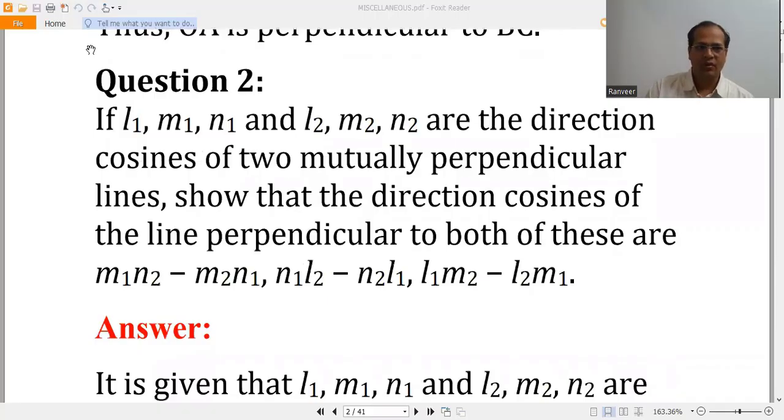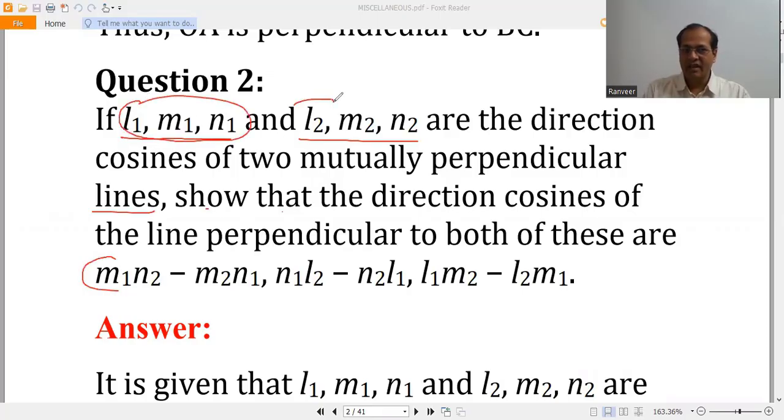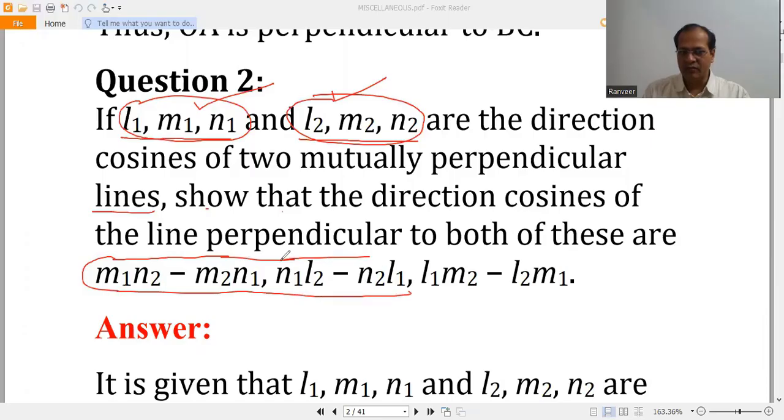Question number 2. l1, m1, n1 and l2, m2, n2 are the direction cosines of two mutually perpendicular lines. Show that the direction cosines of the line perpendicular to both of these lines are as given. Another line is perpendicular to both lines, and we have to prove its direction cosines are this value.